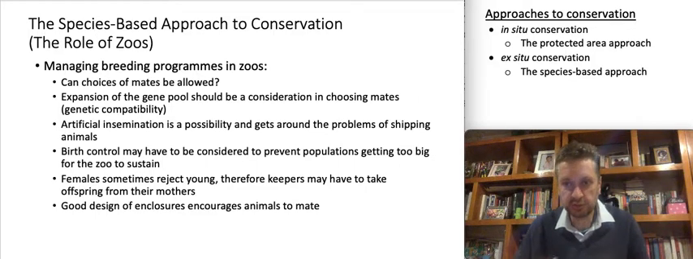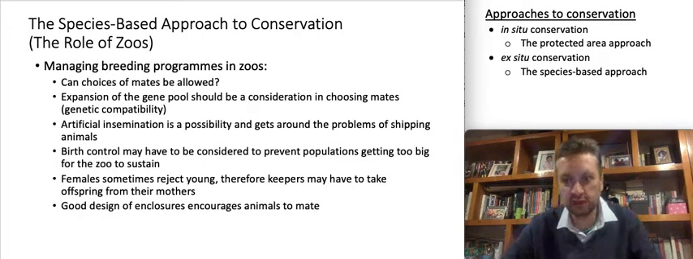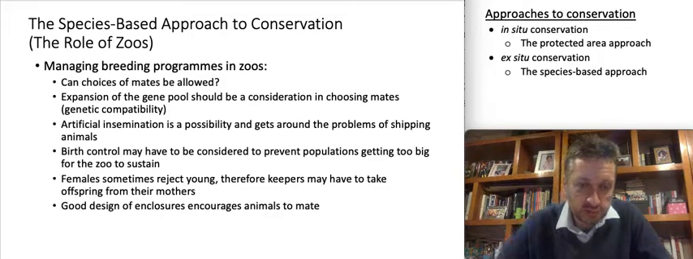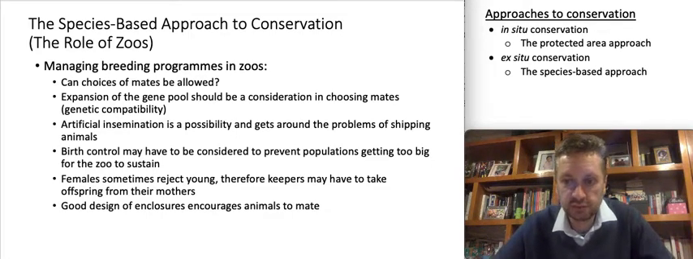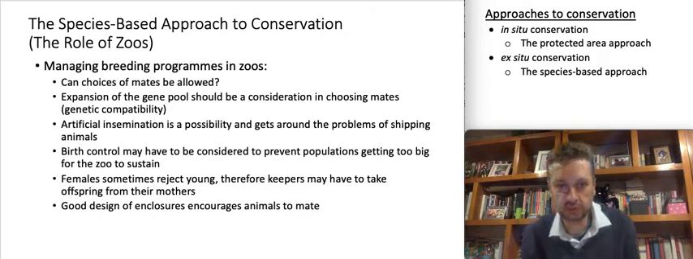Again, if zoos speak to each other, it's possible that individual animals can be moved to different collections, but there are some stories of animals having to be killed because there is no home able to be found for them. In some cases, animal species that you would think there would be possibilities for home and possibilities for protection. Females sometimes reject the young, so therefore some young animals have to be raised by humans or by zookeepers. And going back to the 5 animal freedoms, there should be good design of enclosures to encourage animals to mate and guarantee them the 5 freedoms.